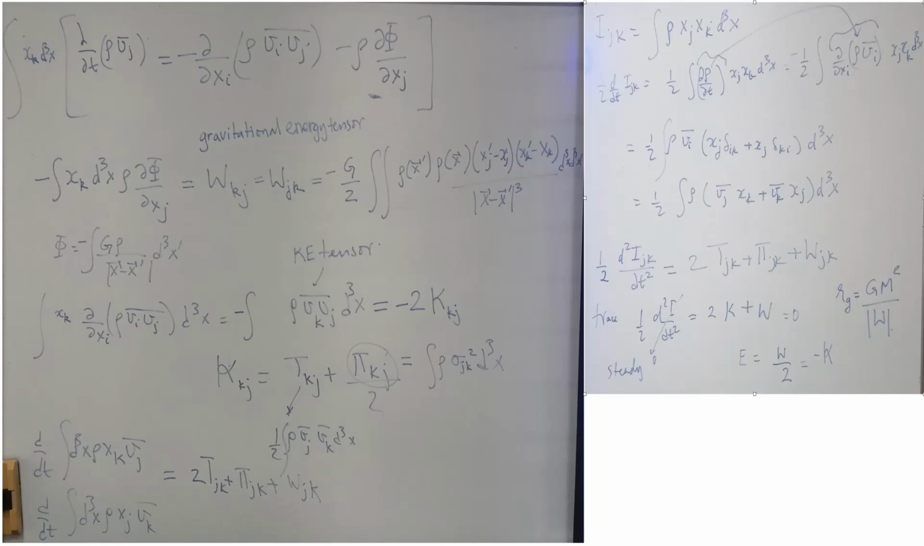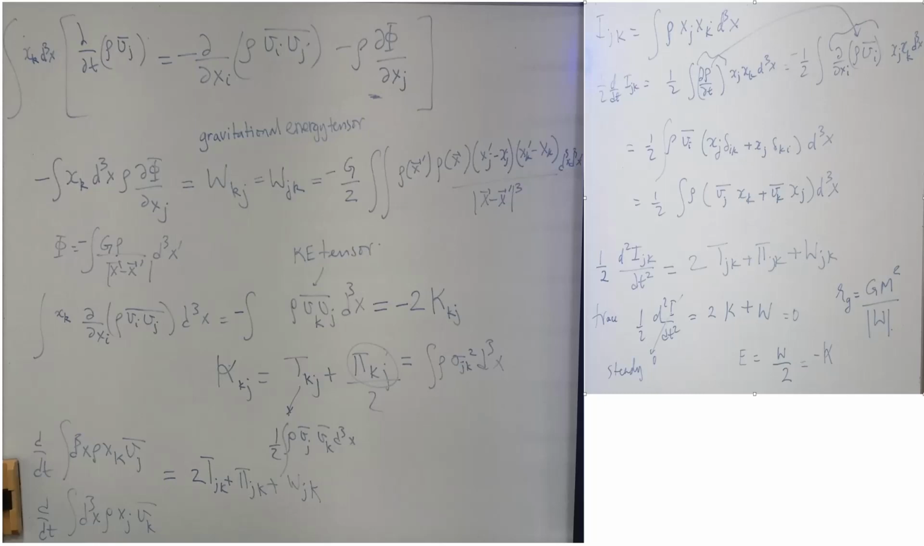So this is d dt integral d3x rho xk dk bar. This is your first term. Right. See, d dt, x and t are independent, so it can just come out nicely. Okay, so this actually is equal to twice d jk plus pi jk plus w jk.